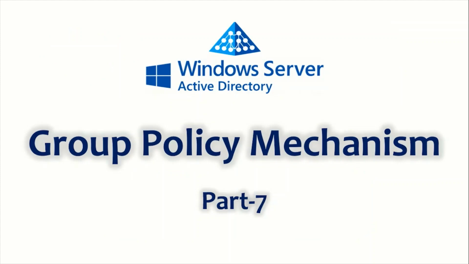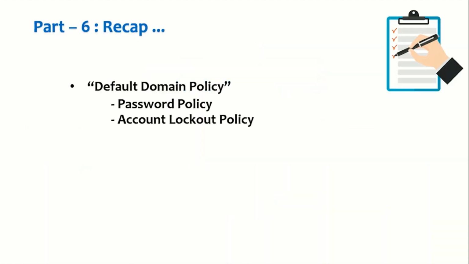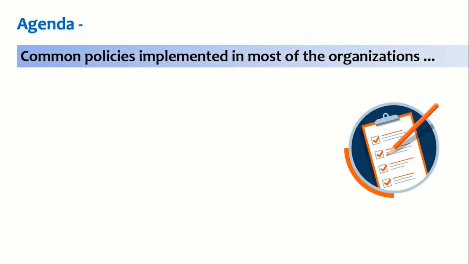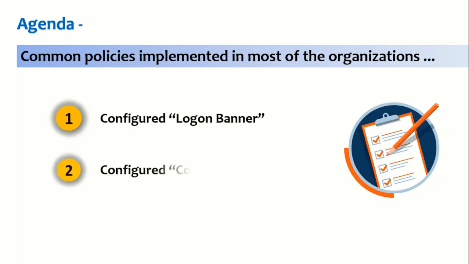Today we'll be continuing our group policy mechanism. It will be part 7, and in our part 6 we have seen the default domain policy, our corporate password policy and the account lockout policy. So today we'll again continue with our common policies which are implemented in most of the organizations, and we'll see how to configure a logon banner, and we'll also see how to configure corporate wallpaper.